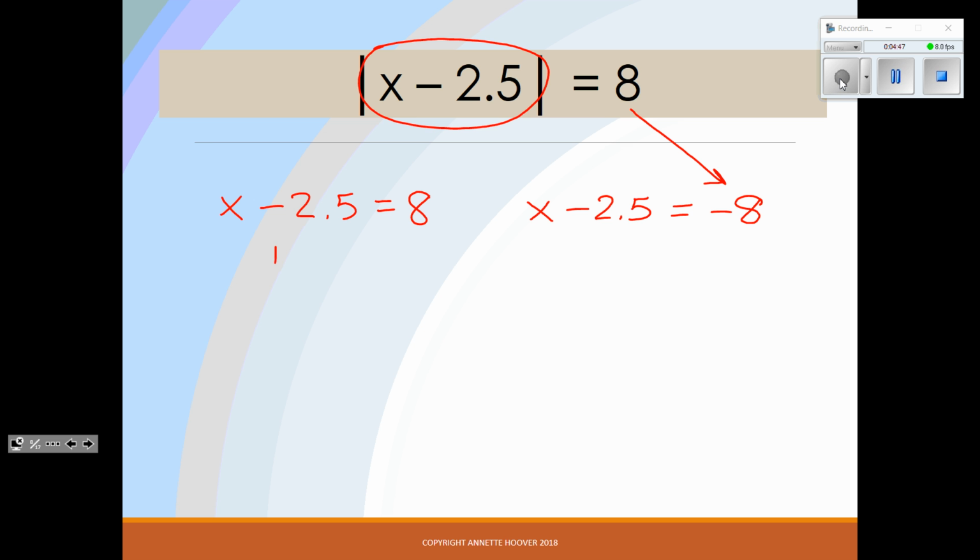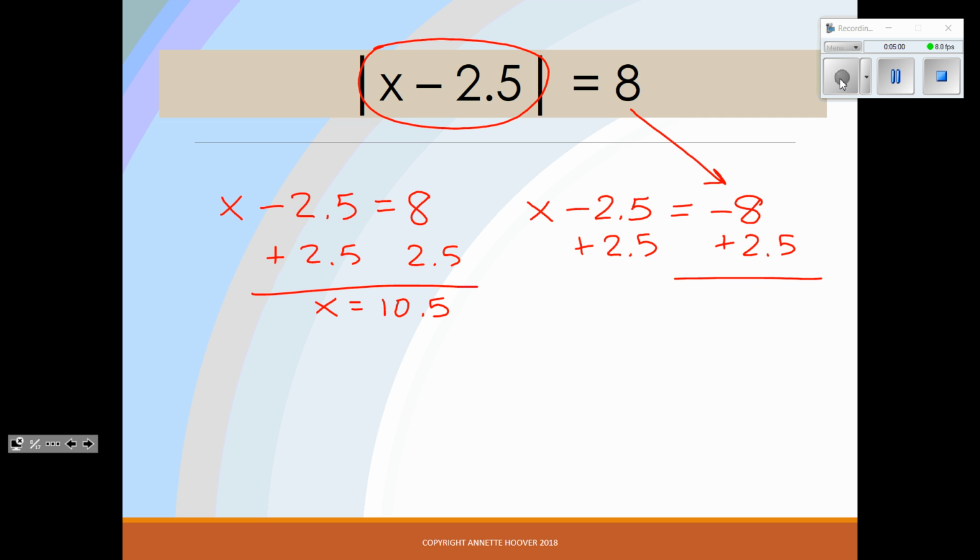Now we solve both sides, so we add 2.5 to both sides, and that would be x is equal to 10.5, or 10 and 5/10. We add 2.5 to both sides over here. We have different signs, so that would be negative 5.5. So we have two possible solutions again. So let's plug those back in and see if they work. If we plug in 10 and 5/10 minus 2 and 5/10, that would be 8. And the absolute value of 8 is 8, so that checks.